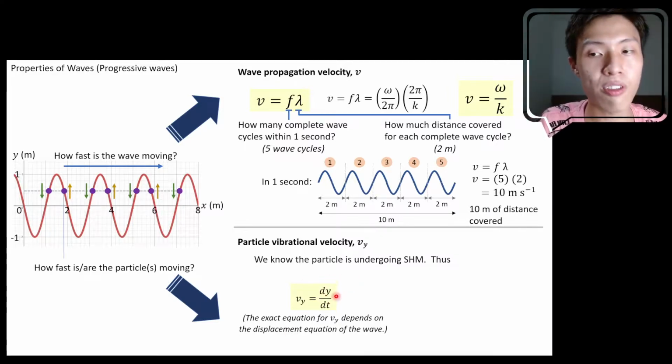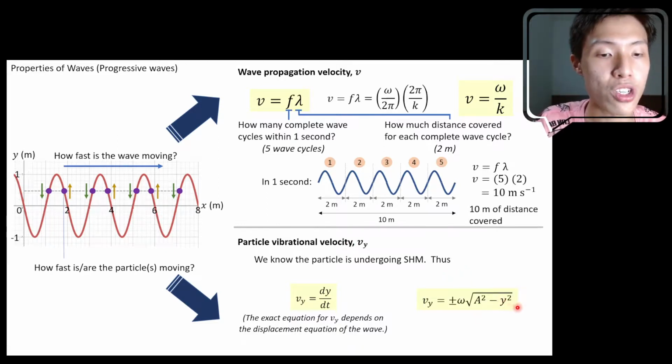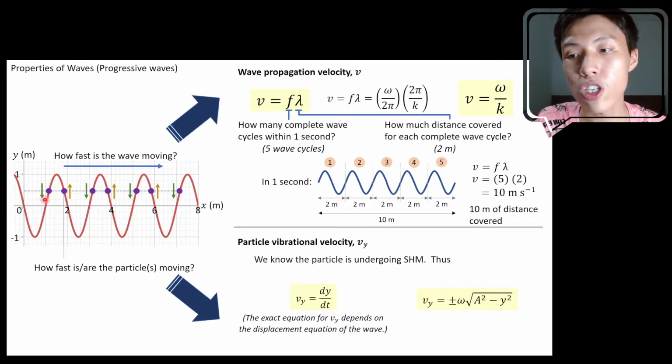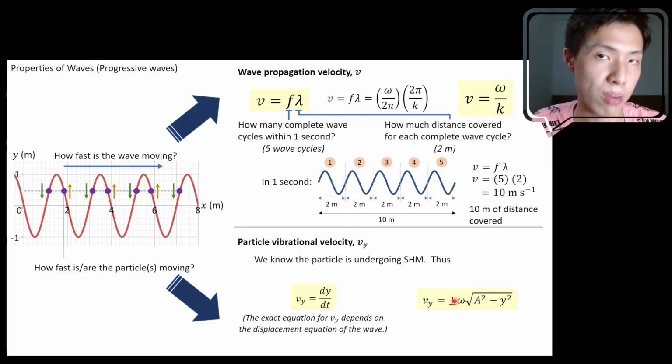If you have a specific moment and a specific position, you can use this way of finding the vibrational velocity. The next way of finding the vibrational velocity is to use this equation. But for this equation, you are not specifying any single particle. You are looking at any particles that are at a displacement away from the equilibrium. So if you're looking at all these particles, you should expect that some are moving downwards and some are moving upwards. Therefore, there should be a plus minus.